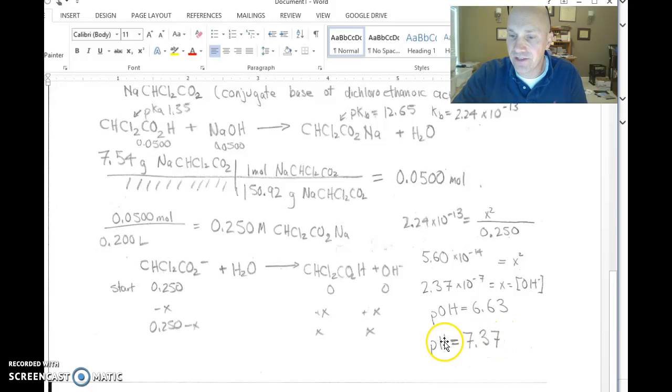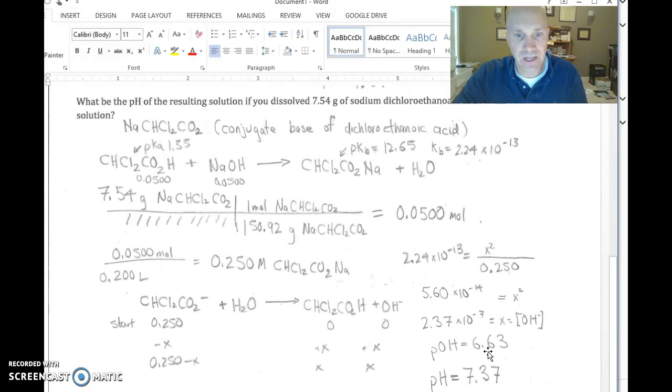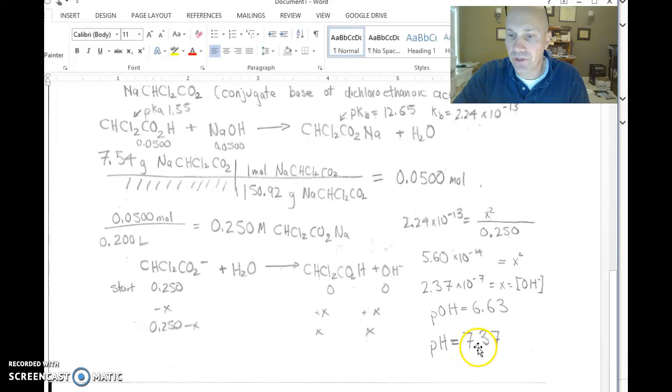So notice that this is close to being neutral. How could we rationalize that? Well, if we take a look at the original situation, this acid right here had a pKa of 1.35. That's a very low pKa, so it is a relatively stronger weak acid. The stronger that weak acid is, the weaker the weak base it would make over here. So if it is a relatively weaker weak base, you would expect that the pH would not be incredibly basic. It is slightly basic, above 7, but not by much.